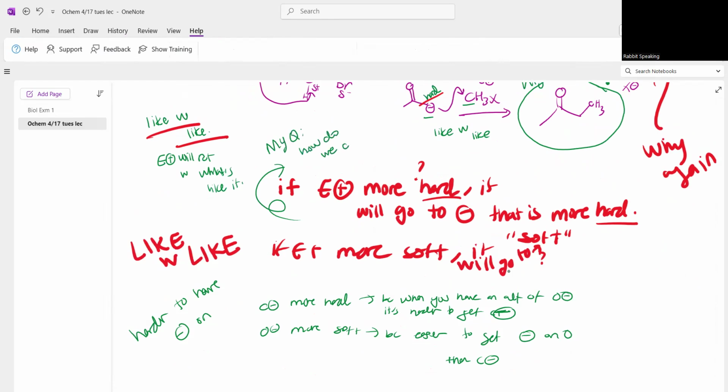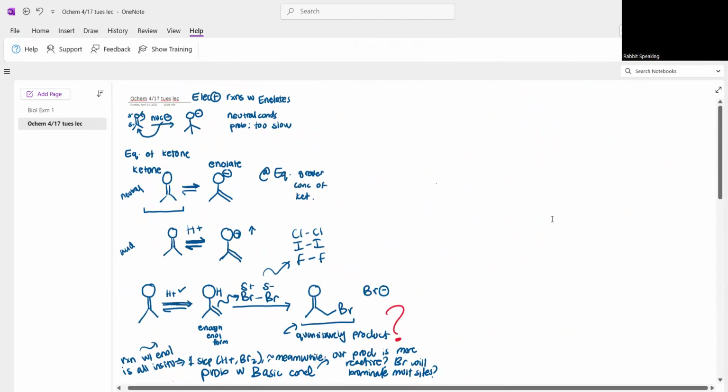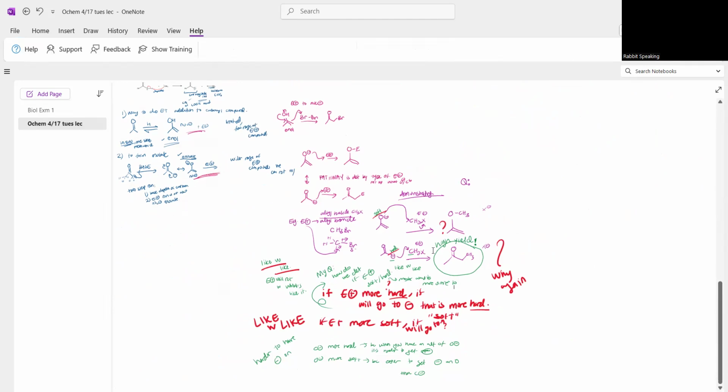How do we determine if an electrophile is soft or hard? Well, I think it's not more about soft or hard. It's maybe more about what it's similar to. Over here our electrophile is a carbon, and a carbon is more similar to another carbon. And so maybe that's why I took that pathway. So that's kind of my theory. It was making a lot of sense in lecture, but I kind of got lost.